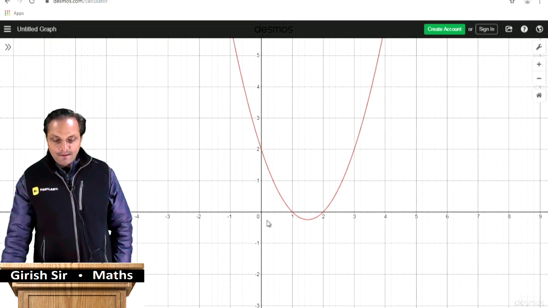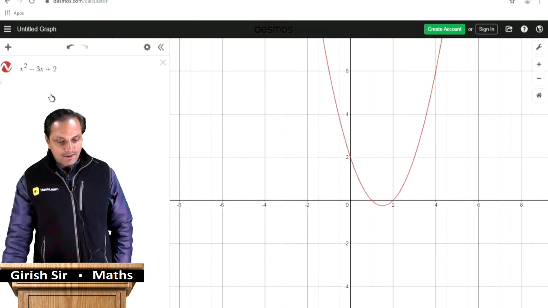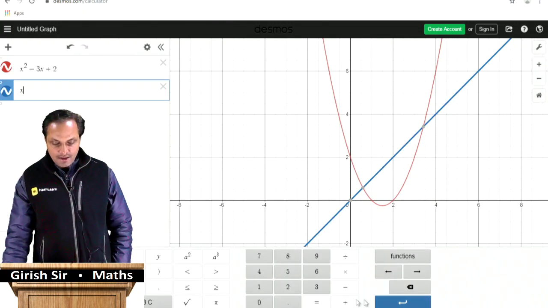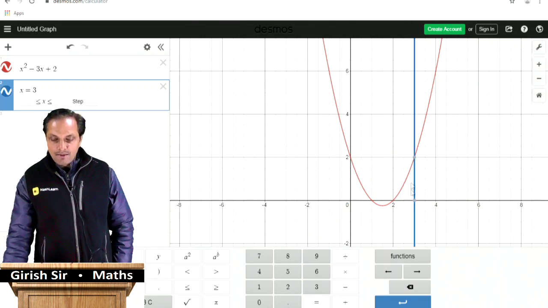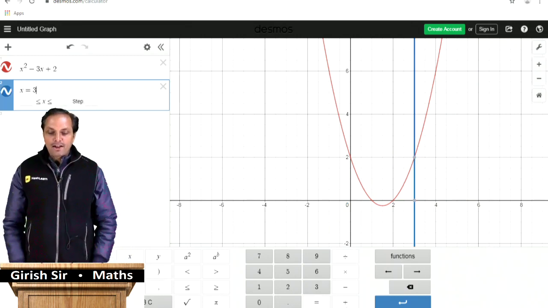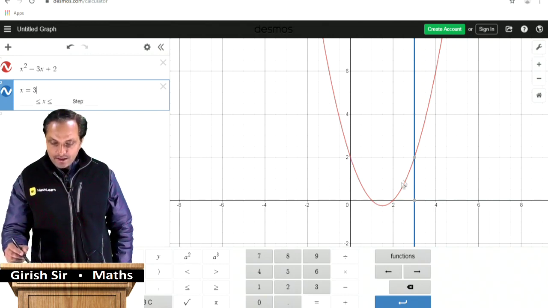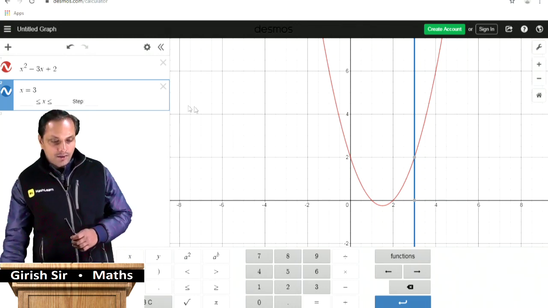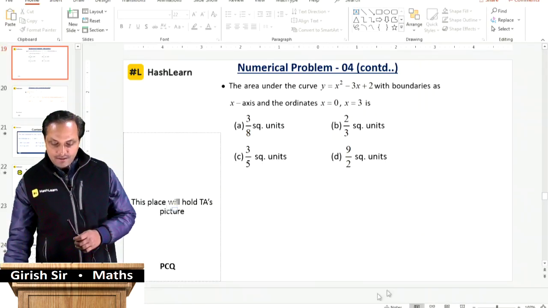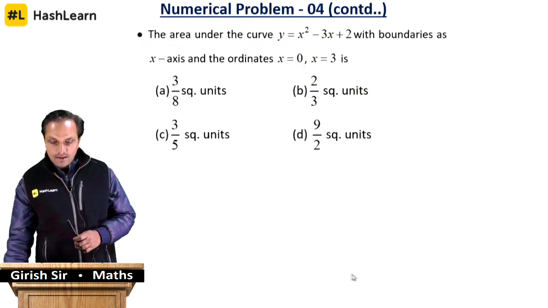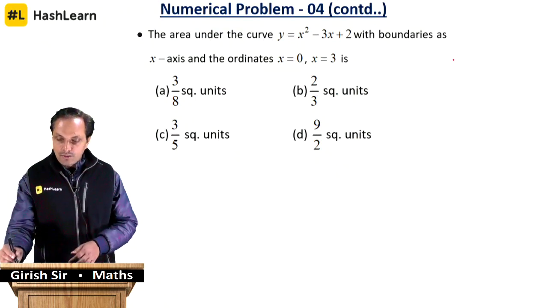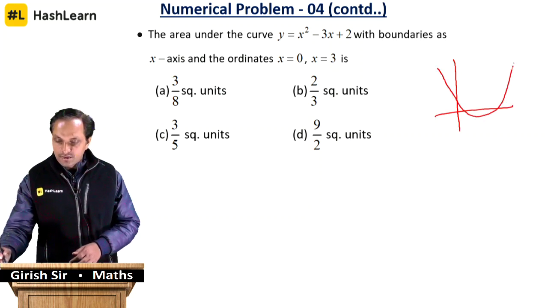ये है आपका x is equal to 3 line. So x is equal to 3. तो यहाँ पे आ गया x is equal to 3. So आपको क्या करना है, you need to find this area. Okay, ये जो curve है ना, this is the curve and 0 and that is 3. Okay, so let me take the slide here. The curve was something like this. हमें find करना है 0 to 3.